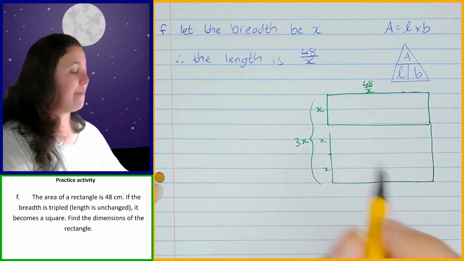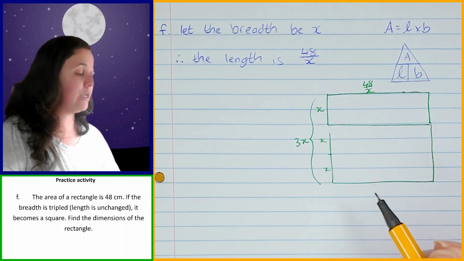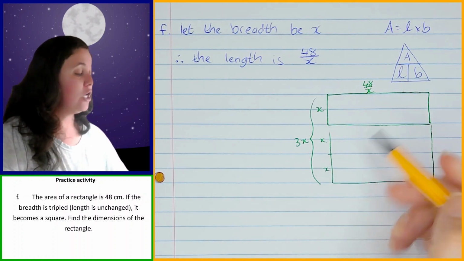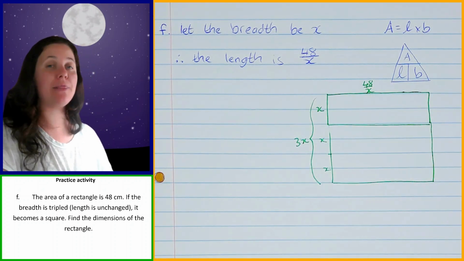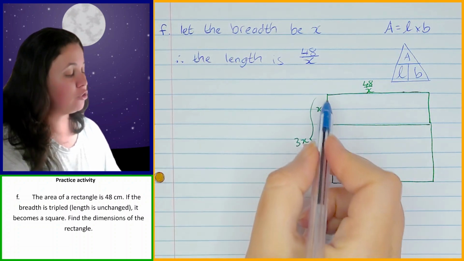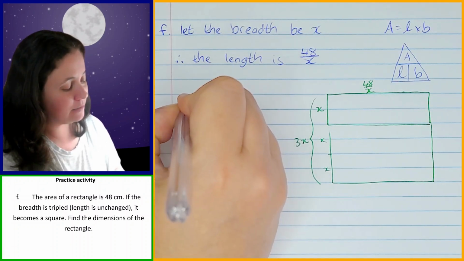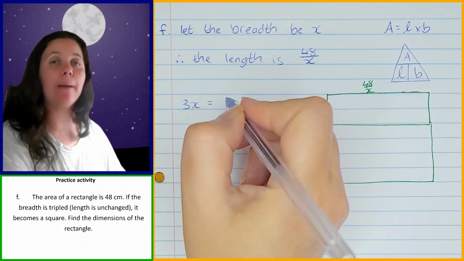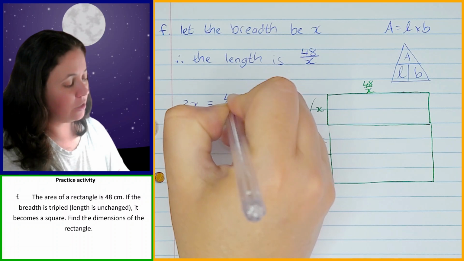Okay, and because it's a square, you have to use what you know about a square. And what we know about a square is that the length and the breadth are equal to each other. So this 3x is going to be the same as the 48 over x. And that's what we're going to be using now to make our equation. Once the breadth has been tripled, the 3x is equal to the 48 over x, which is the length, because it's now a square. So they're equal to each other. So that's 48 over x.